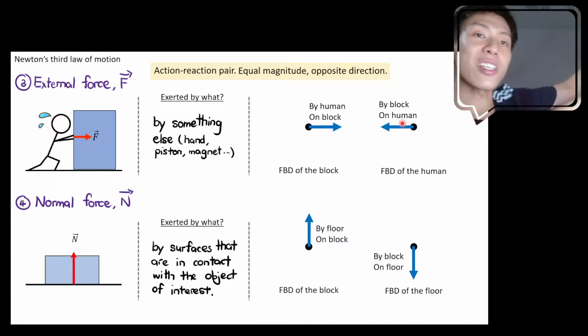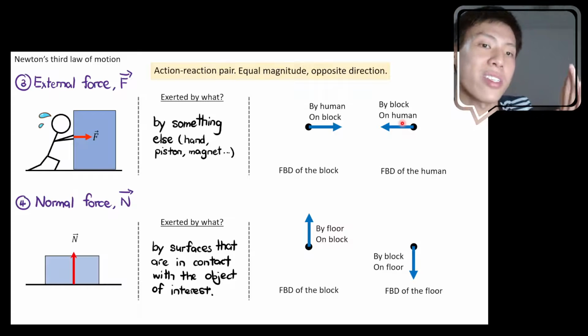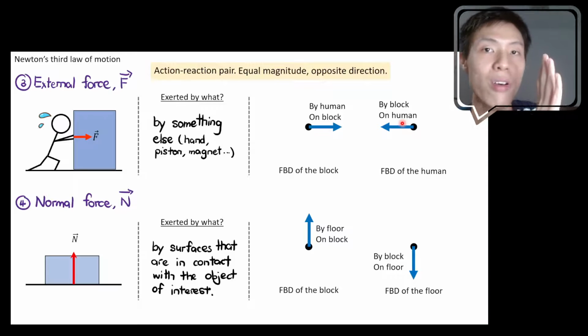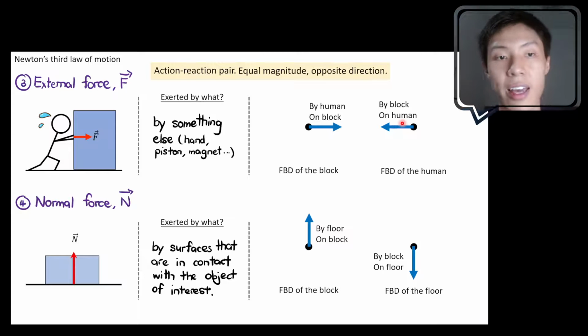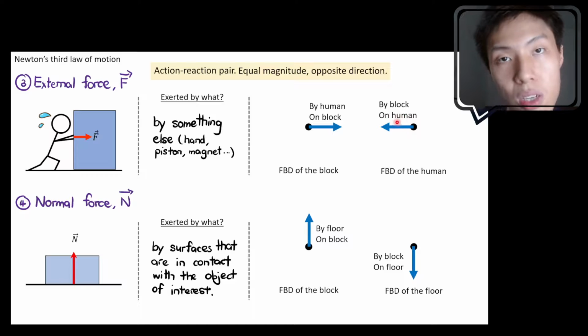That's why your hand doesn't just move like that. Your hand feels some kind of resistance because the block itself is providing an opposite force to push you back. And this is the force shown on you. It's exerted on you as a human.